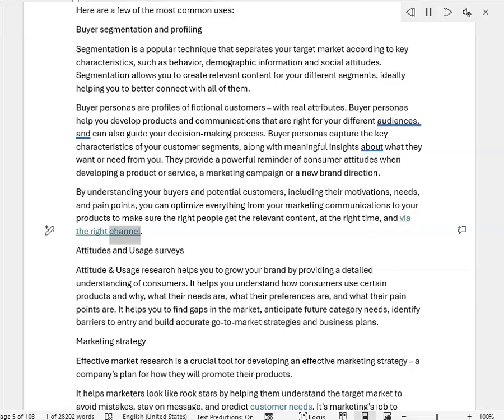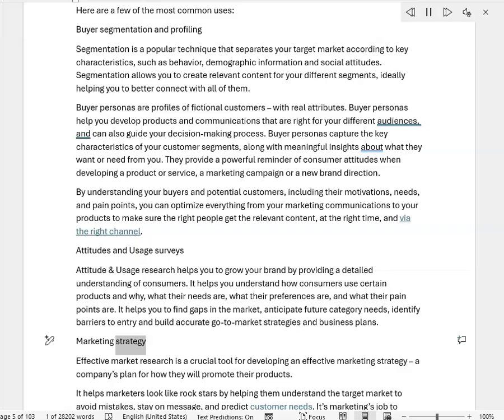Attitudes and usage surveys. Attitude and usage research helps you to grow your brand by providing a detailed understanding of consumers. It helps you understand how consumers use certain products and why, what their needs are, what their preferences are, and what their pain points are. It helps you to find gaps in the market, anticipate future category needs, identify barriers to entry, and build accurate go-to-market strategies and business plans.